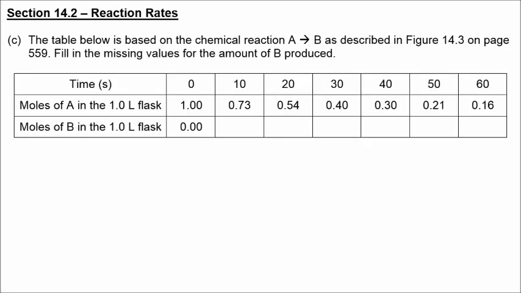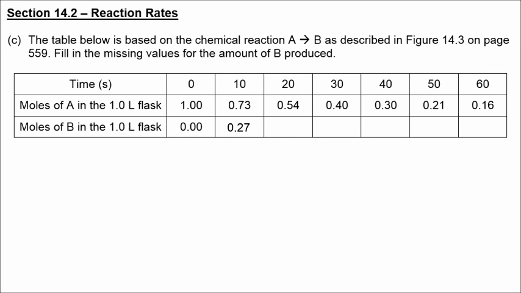The table below is based on the chemical reaction A goes to B, so because there is a 1-to-1 molar relationship between A and B, we can see that the sum of the moles of A and the moles of B would equal 1 in each column of this table. So when the number of moles of A has decreased to 0.73, that means that the number of moles of A that has been consumed is 0.27, and therefore 0.27 moles of B have been produced.